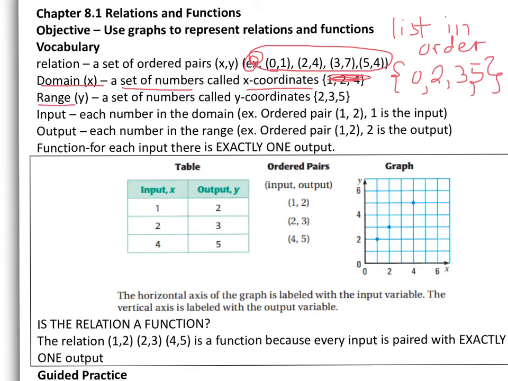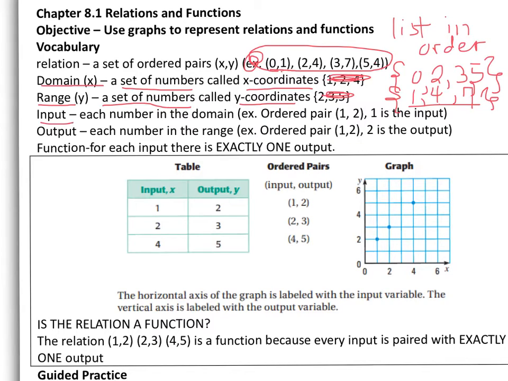The range are all the y values, so a set of numbers called y-coordinates. So all the y-coordinates in this relation are 1, 4, 7. And we do not need to repeat the 4. And again, list them in order.